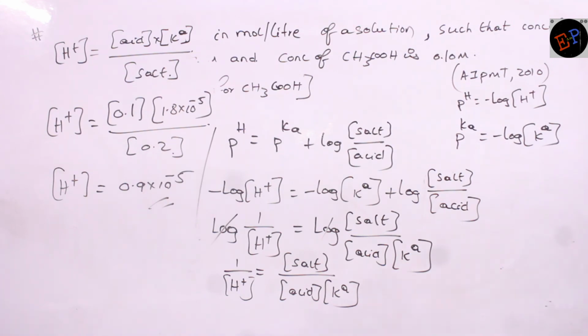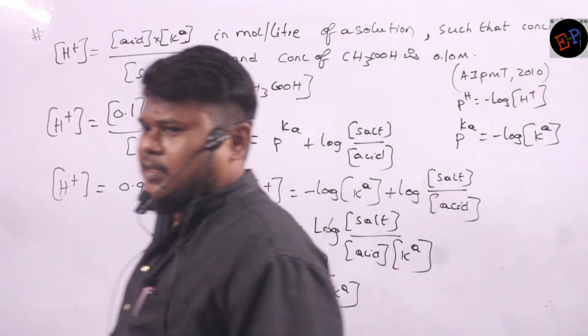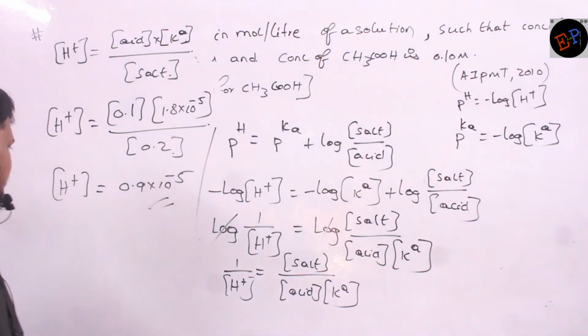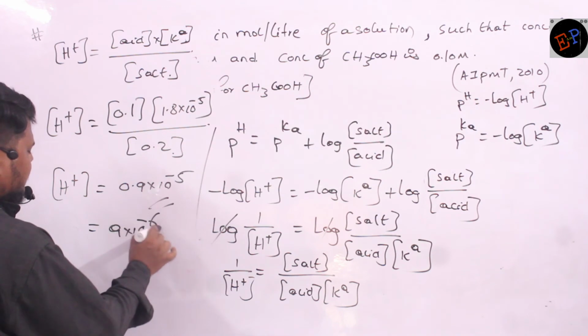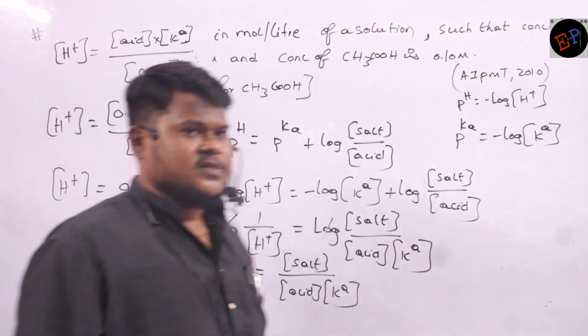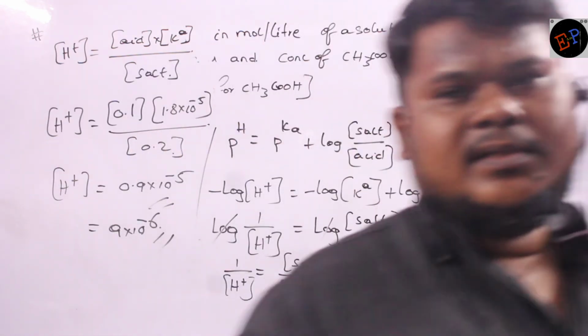In the options, is 0.9 given? 9 is given, no? So how can you convert this into 9? So 9 into 10 power minus 6. That is the H plus concentration of the solution. Is it clear? That's it.